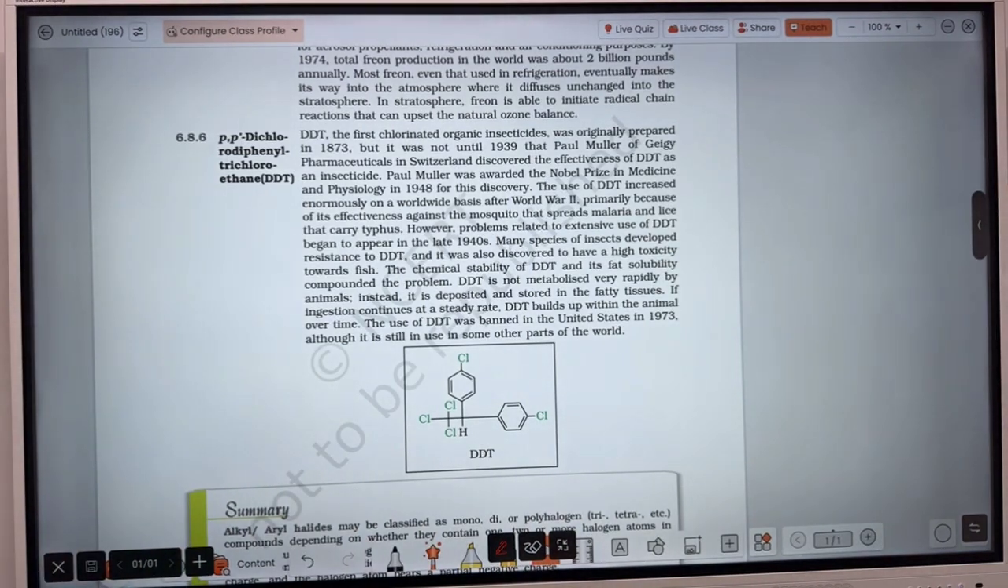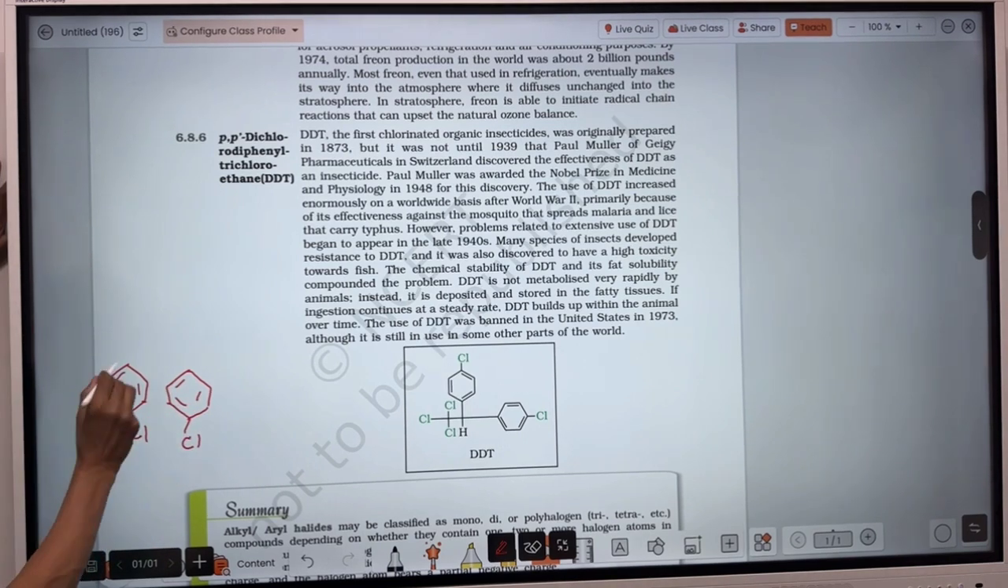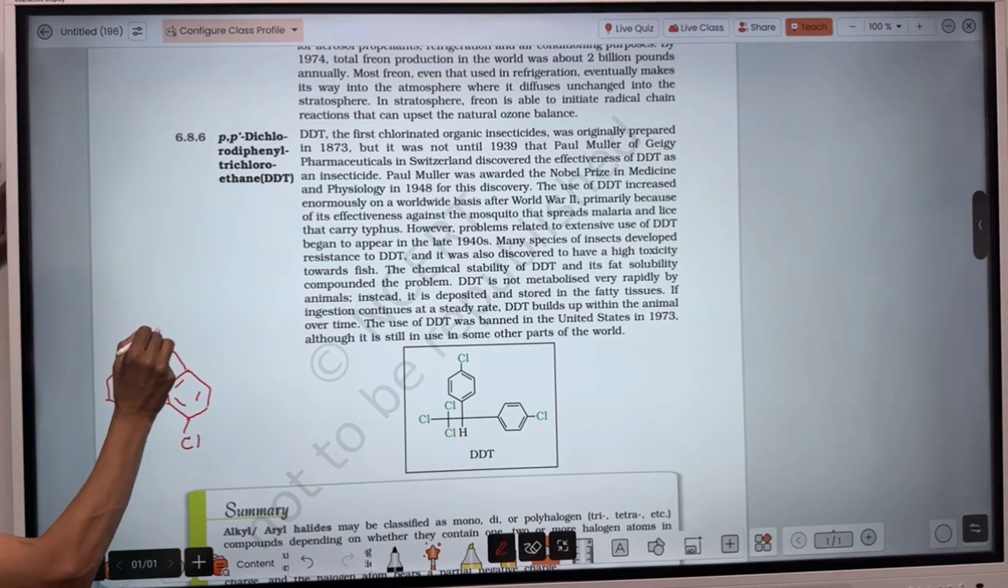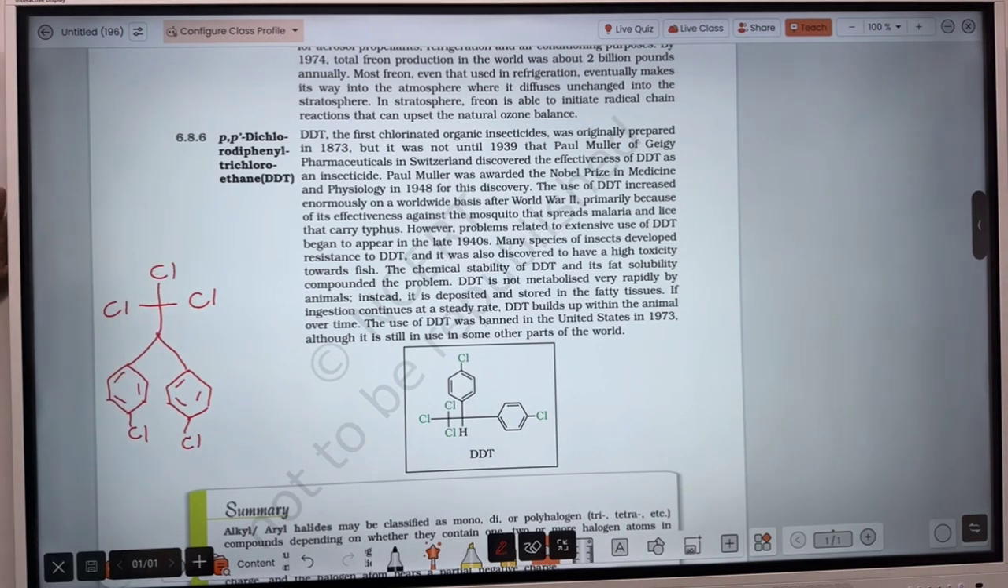How to draw the structure of DDT? Let's see here. Dichloro-diphenyl means there will be two phenyl groups, and there will be two chlorines. So here chlorine, here chlorine. And trichloroethane means there will be ethane in which three chlorine atoms are bonded to the open chain. All the remaining bonds are hydrogen, it is already understood. So this is the structure of DDT.